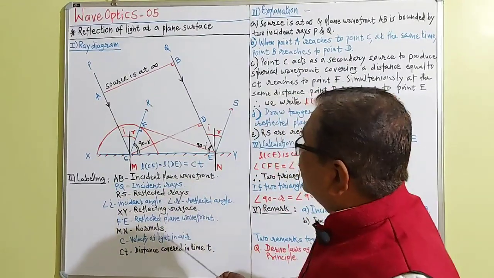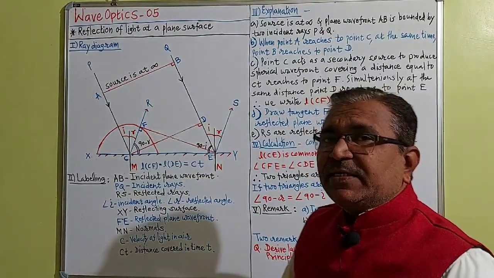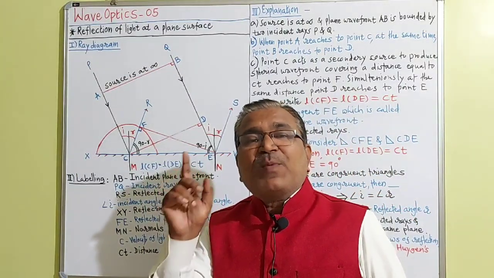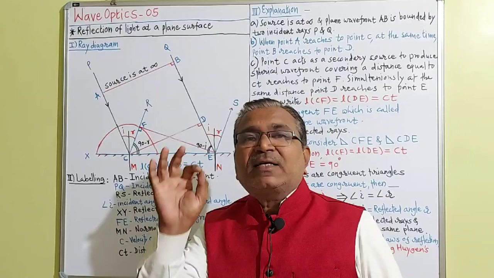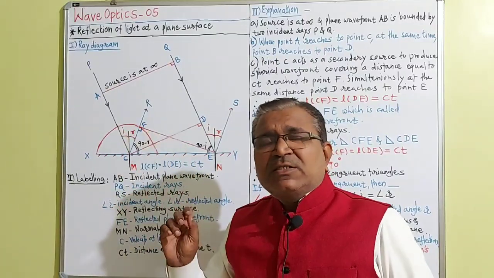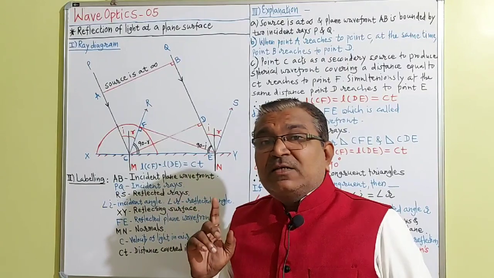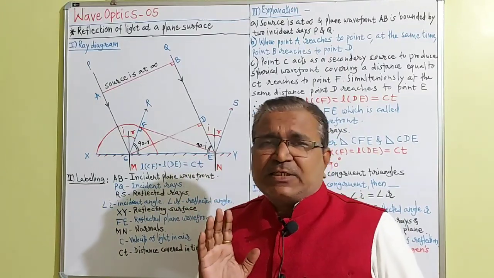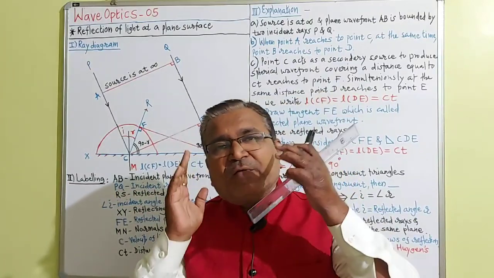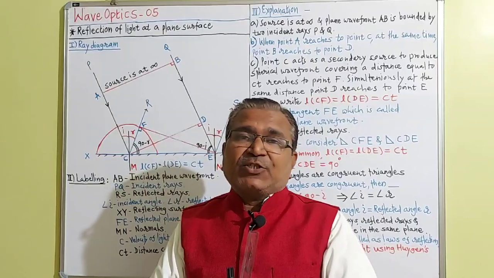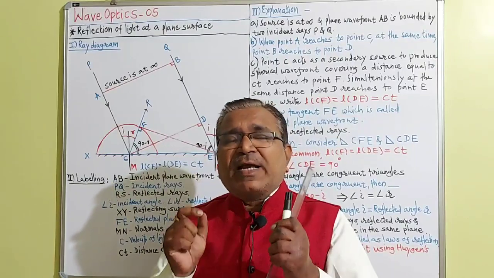C is the velocity of light in air, and CT is the distance travelled by the light in time t. So this is all about the ray diagram. Then we have to learn the explanation. We will make it very simple for your understanding, from the examination point of view.